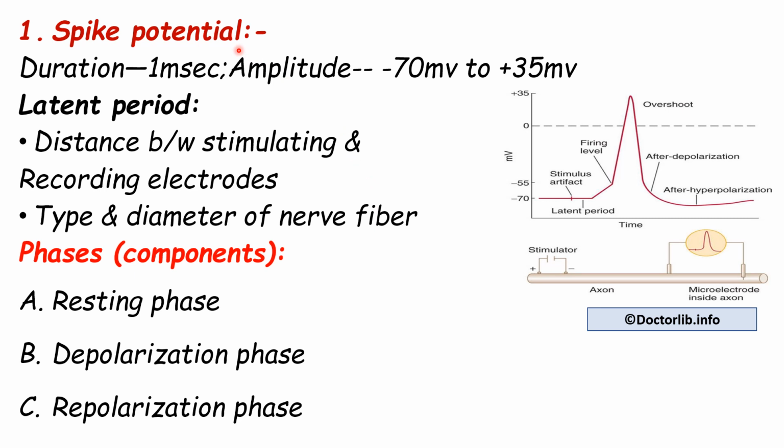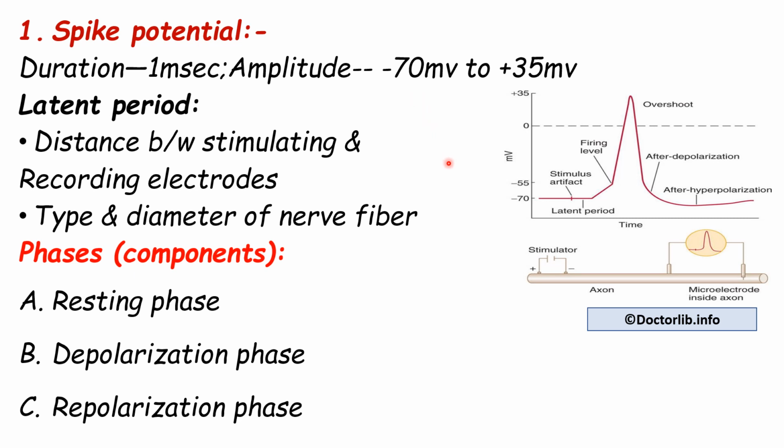Now the spike potential or action potential has a duration of about 1 millisecond generally, and the amplitude can vary from minus 70 millivolt to plus 35 millivolt. This spike potential can be of different durations in different excitable tissues, depending upon the size and the excitability, and amplitude also varies in different tissues. So in an average neuron, it varies from minus 70 millivolts to plus 35 millivolts.